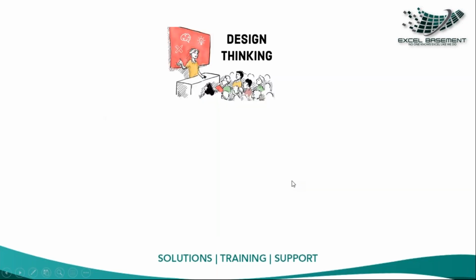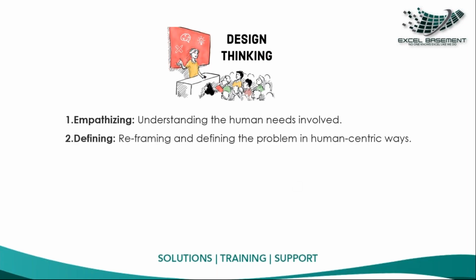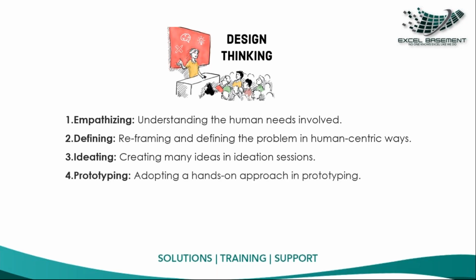So, design thinking, to conclude the previous slide, in short: emphasizing understanding the human needs involved. Defining is reframing and defining the problem in human-centric ways. Ideating means creating many ideas in ideation sessions, which is thinking outside the box. Prototyping is adopting a hands-on approach, where you create inexpensive scaled-down solutions. And testing is developing a prototype solution to the problem. So these are the 5 linear stages of design thinking, a 5-step process.